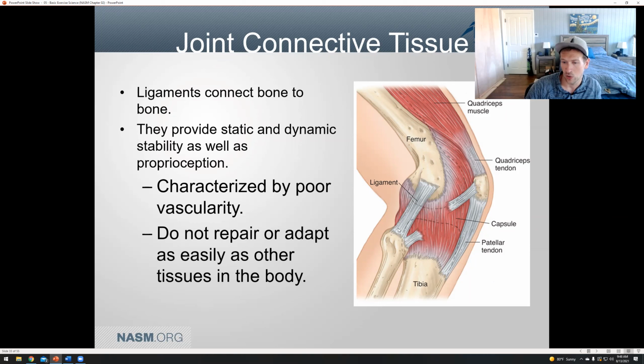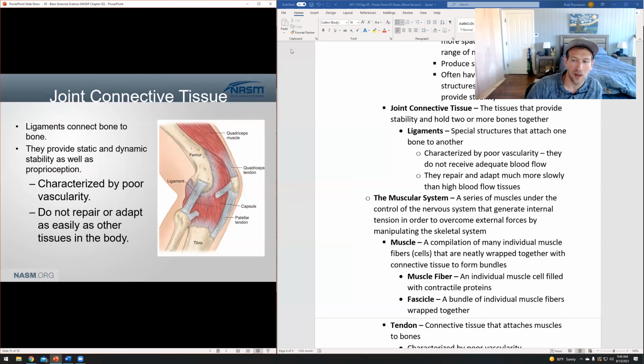This is called your LCL ligament. That's your lateral collateral ligament, and it's attaching your femur to your fibula. And it lives right there, right? Meanwhile, you would have like your ACL ligament in the front, you'd have your PCL ligament in the back, and you'd have an MCL ligament that's actually on the opposite side of the LCL.